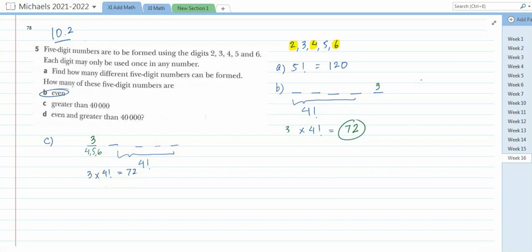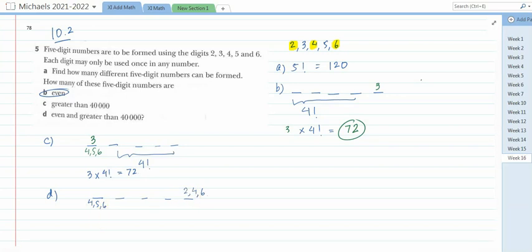For part D, it says even and greater than 40,000. So now there are 2 conditions. The number must be even, and it is greater than 40,000. If you are considering the even number, then for the last number we have either 2, 4, or 6, right? And if the number is greater than 40,000, 4 and 6 can be used as the first digit as well. So the same numbers are used at both the end and the beginning.